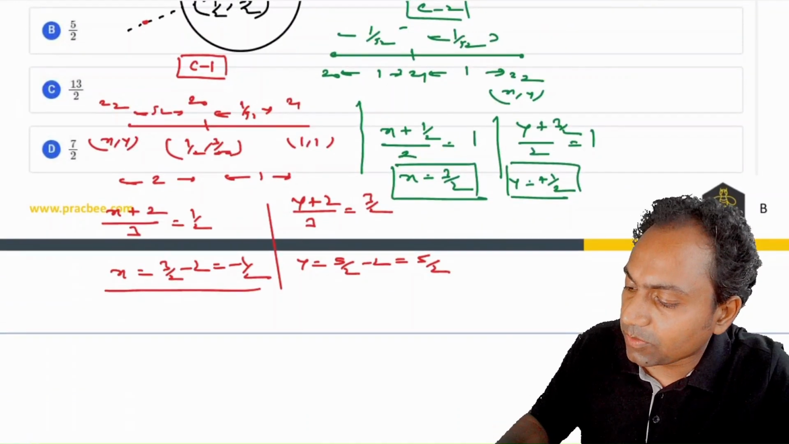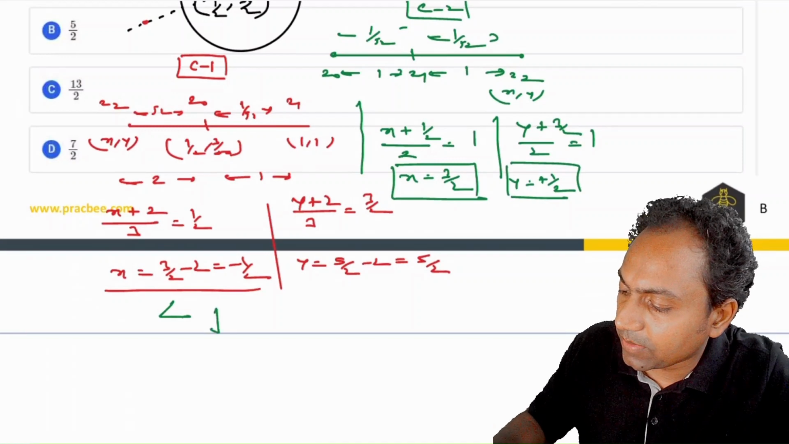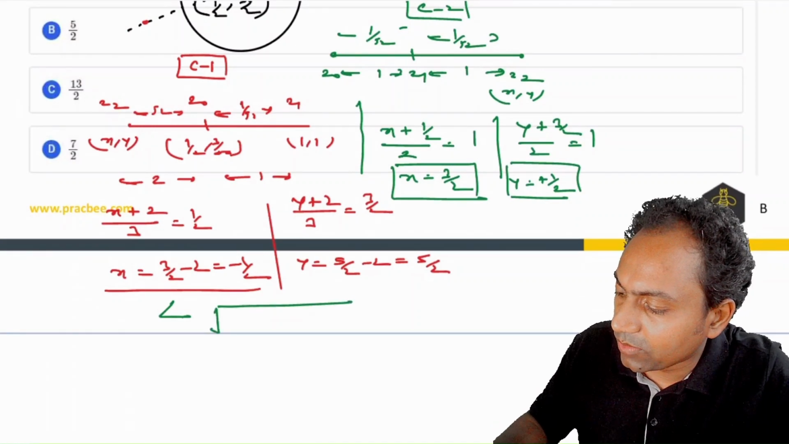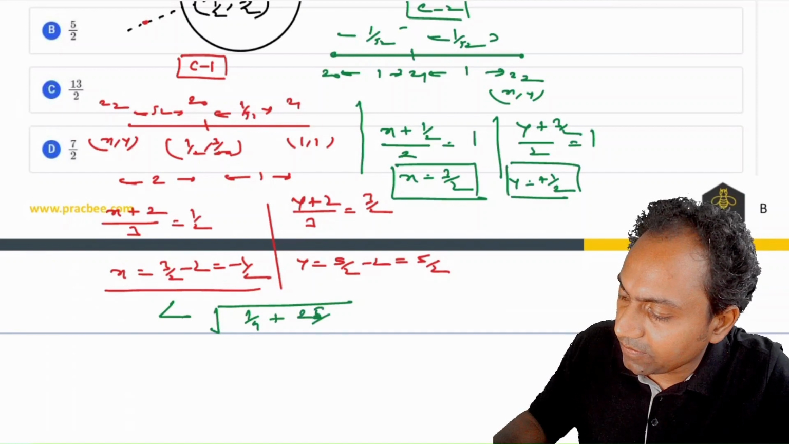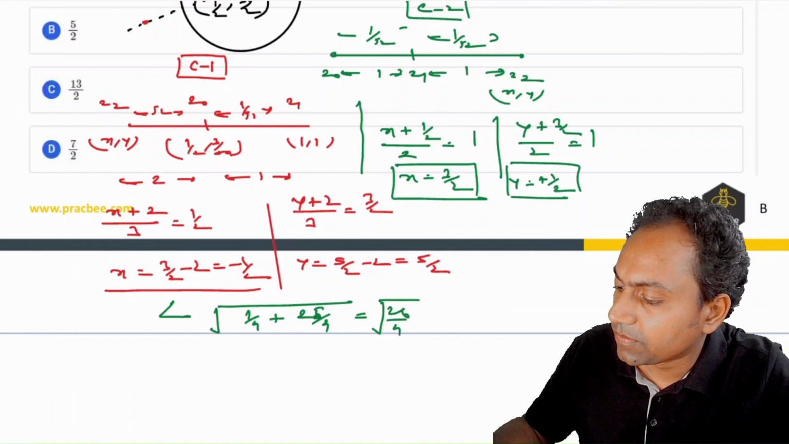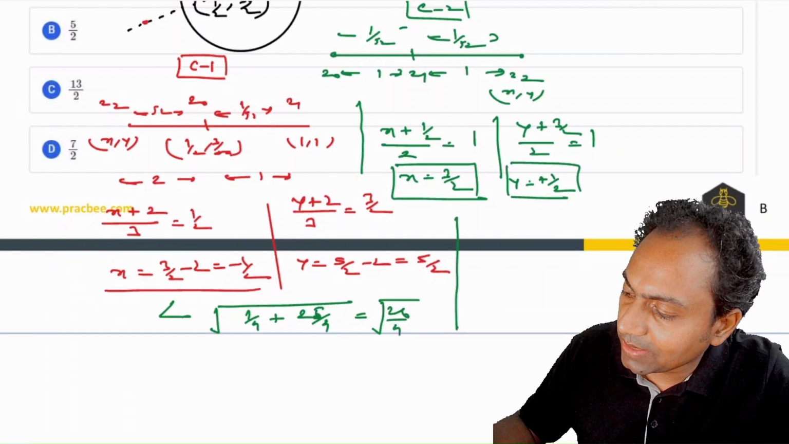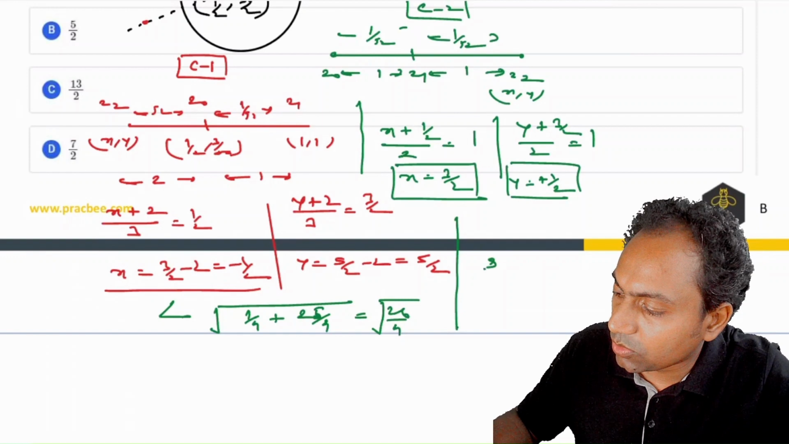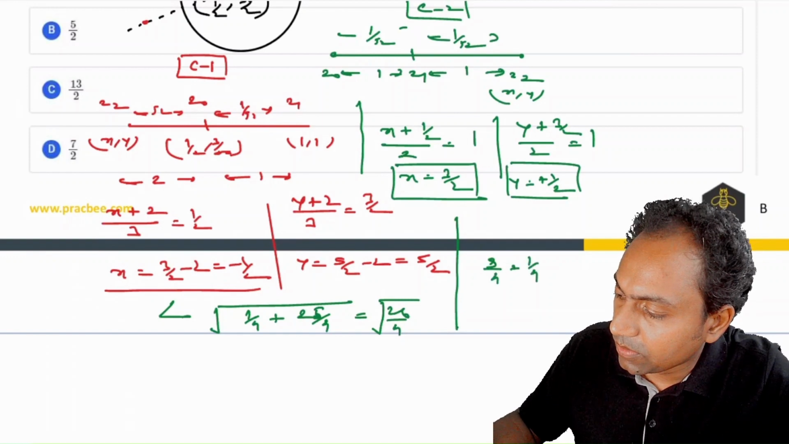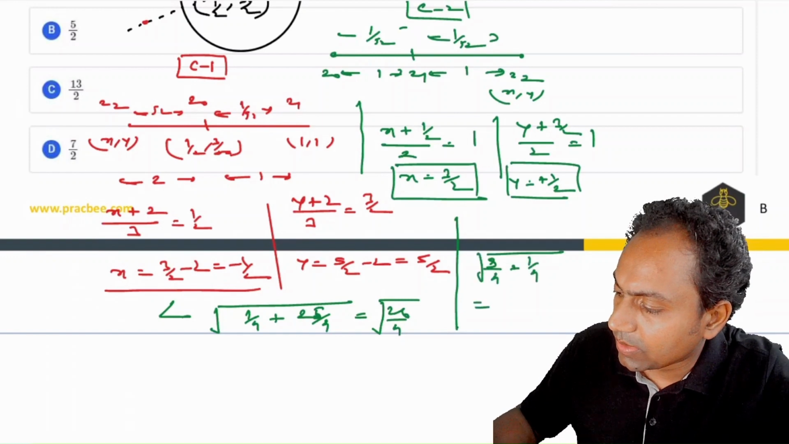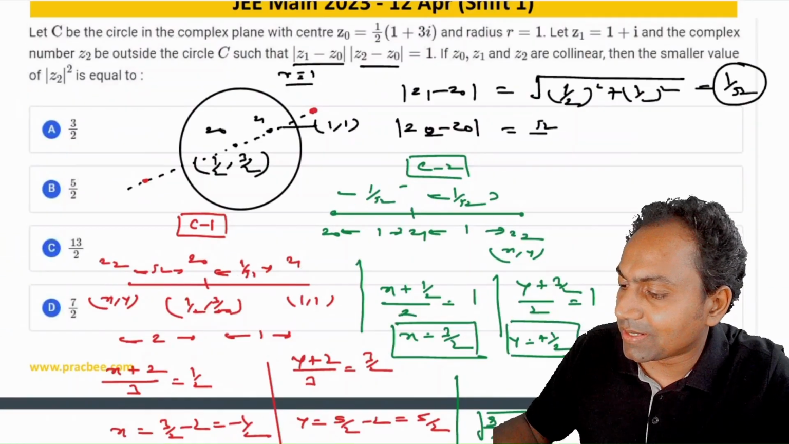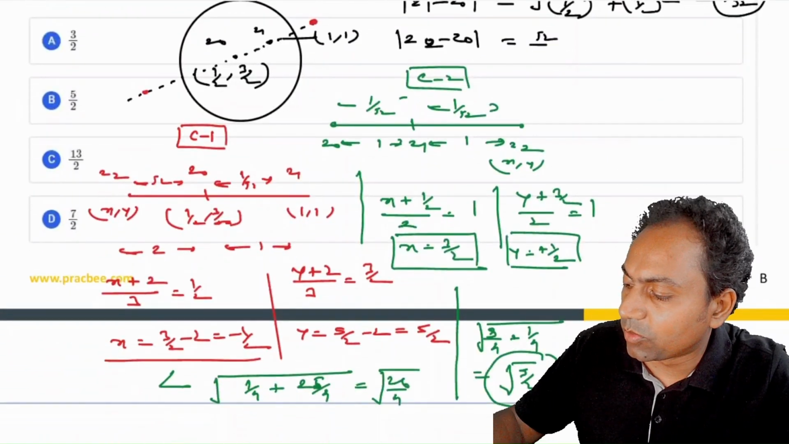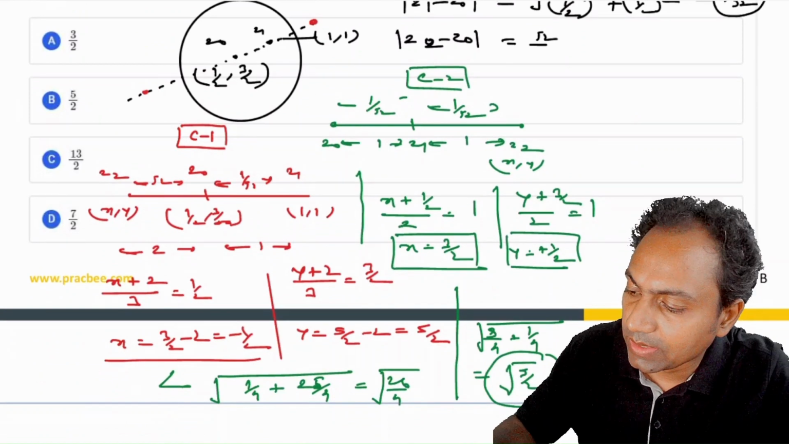So from the first point of view, the value of mod z2 would be nothing but the root of 1 by 4 plus 25 by 4. So it is nothing but root of 26 by 4. Whereas if I look into my second case, the answer comes out to be the root of 9 by 4 plus 1 by 4. That is nothing but root 5 by 2. So now what they're asking is mod of z square. So the minimum of both of these values is root 5 by 2. That comes out to be option B.